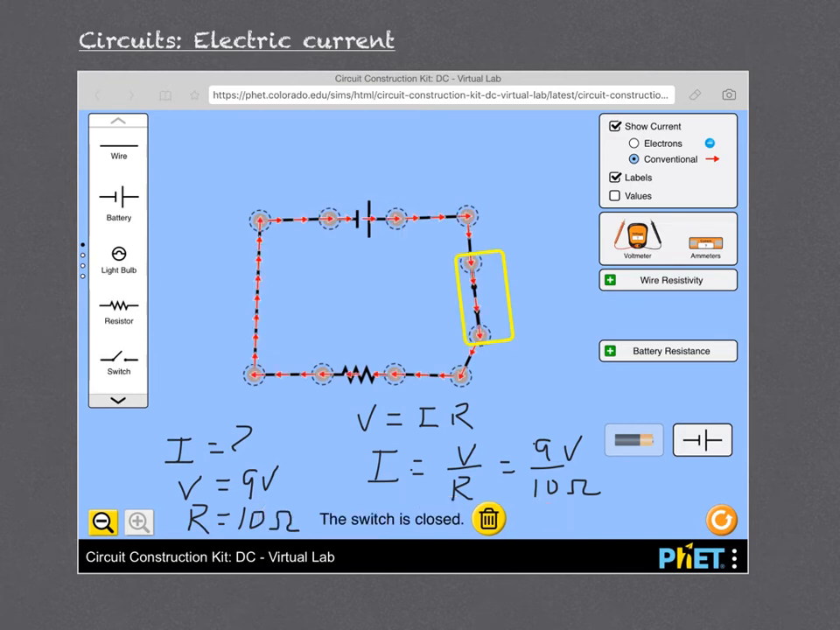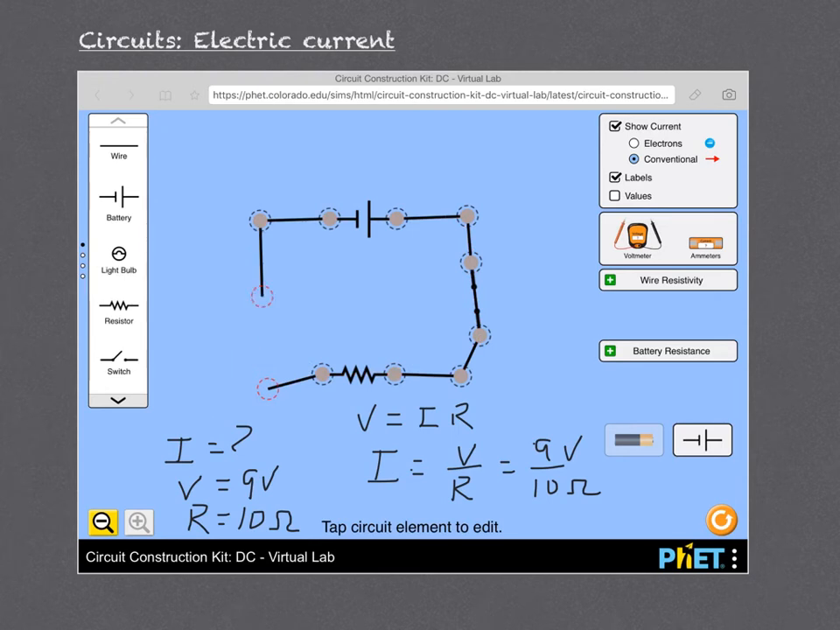So if I close the switch, I get the current flowing, but I want to put the ammeter in there and actually check what we got. So let me cut that, move that out of the way. Let me throw the ammeter in there. Circuit's still closed, and we got 0.9. All right, so Ohm's law will work for any combination of those.